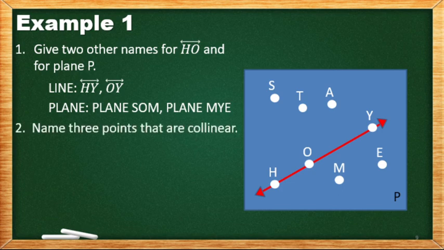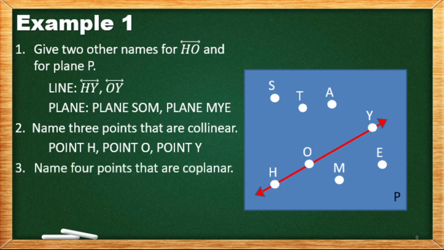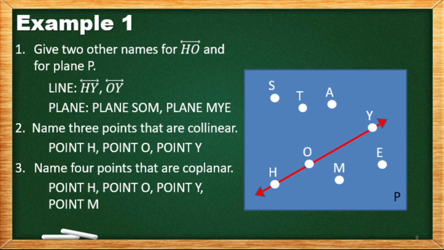Number 2, name 3 points that are collinear. Obviously, these are point H, point O, point Y. Kasi sila lang yung nasa line. Name 4 points that are coplanar. Ano yon? Marami. So, it's up to you how you to combine. So, meron ako dito, point H, point O, point Y, point M. As long as they are non-collinear. Obviously naman, wala namang 4 points yan na collinear.